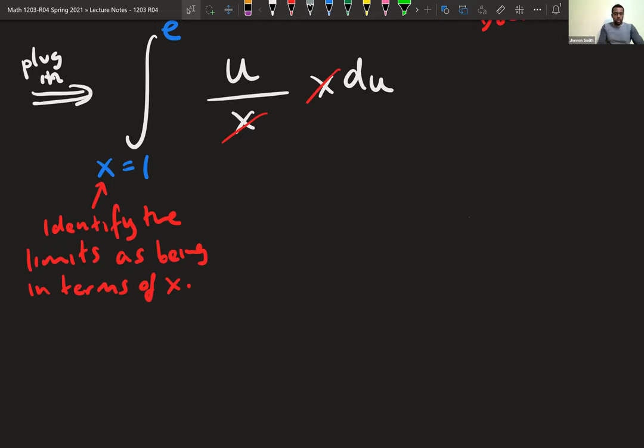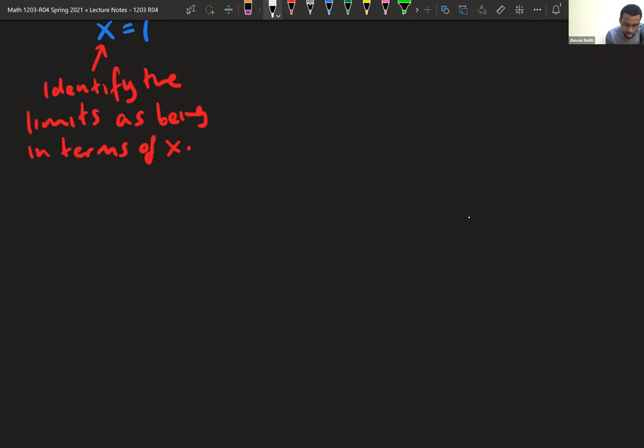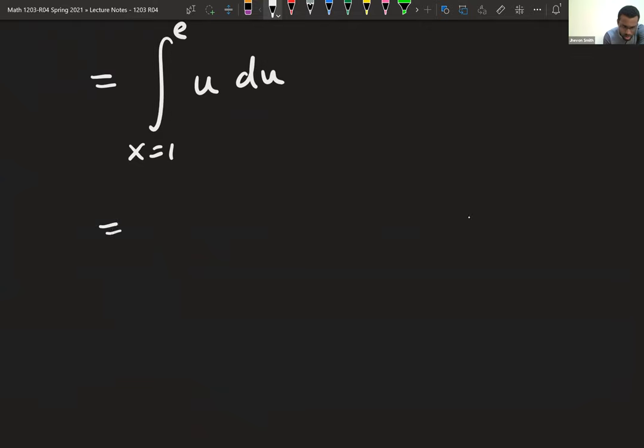So now, essentially what I have is the integral as x goes from 1 up to e of u du. That's simple, looks like a basic rule. It's u squared over 2, x goes from 1 up to e. Now, because x goes from 1 up to e, this means I cannot plug into u.